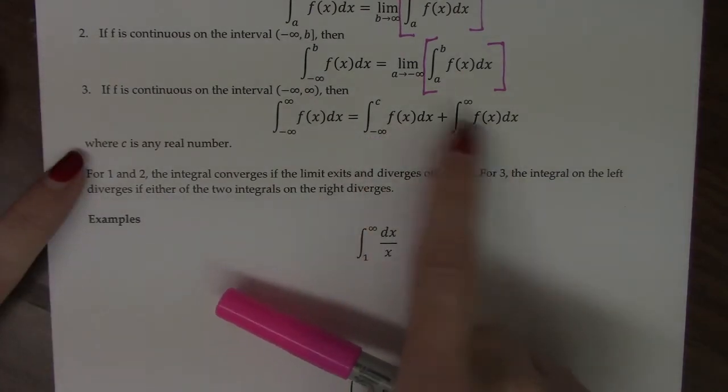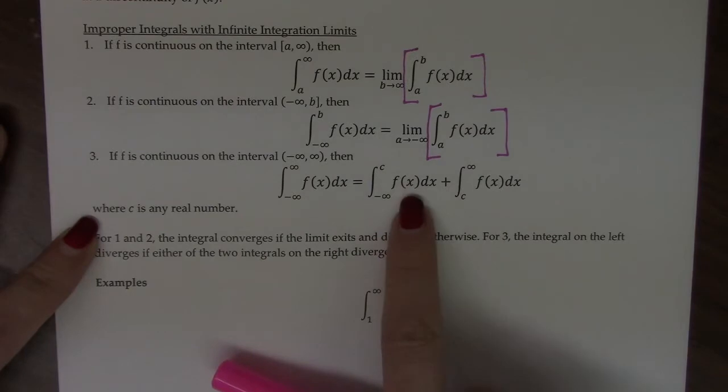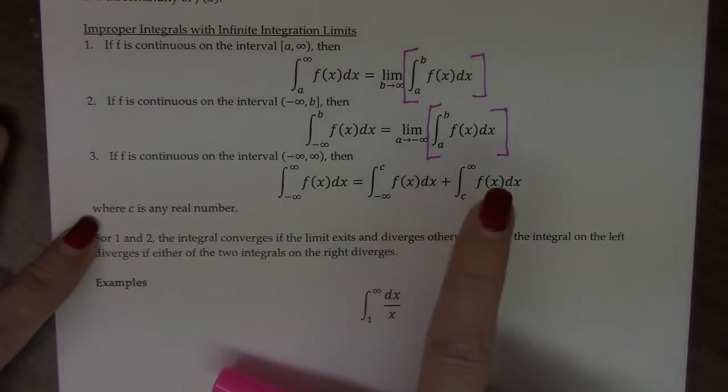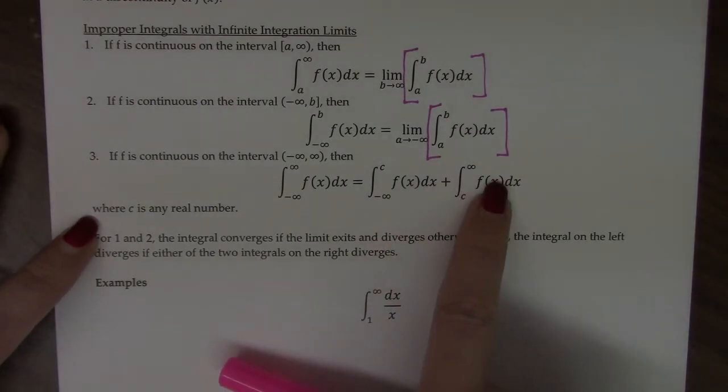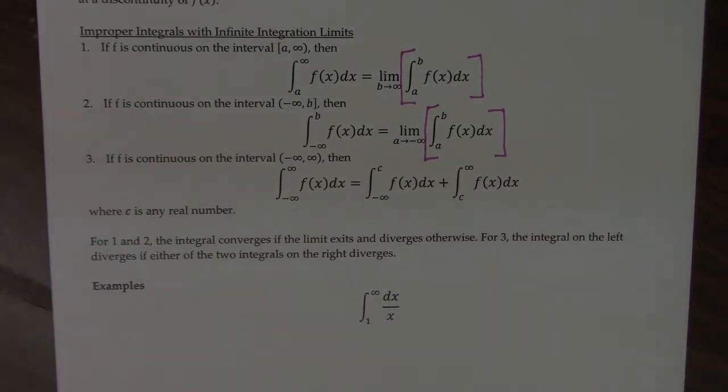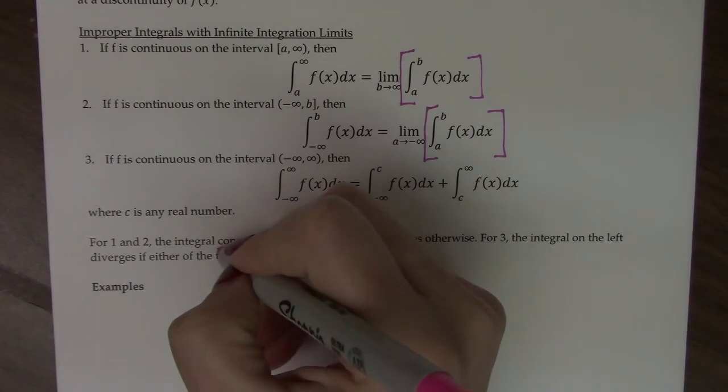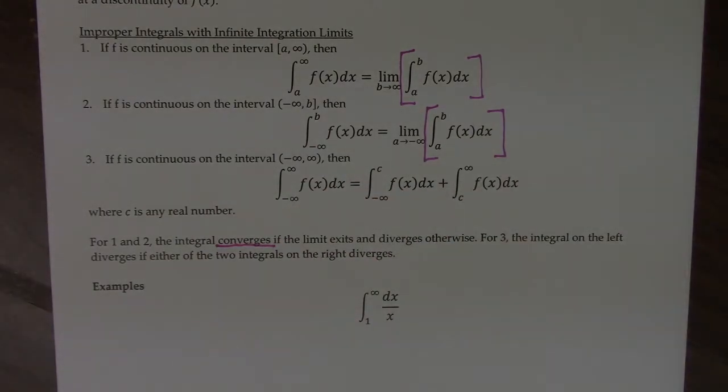So once you've split it up, you'll then use guideline 2 to solve this integral and guideline 3 to solve this integral. If the answer to the limit is a real number, then we say that the integral converges. If the limit does not exist, or the limit is infinity, we say that it diverges, right?